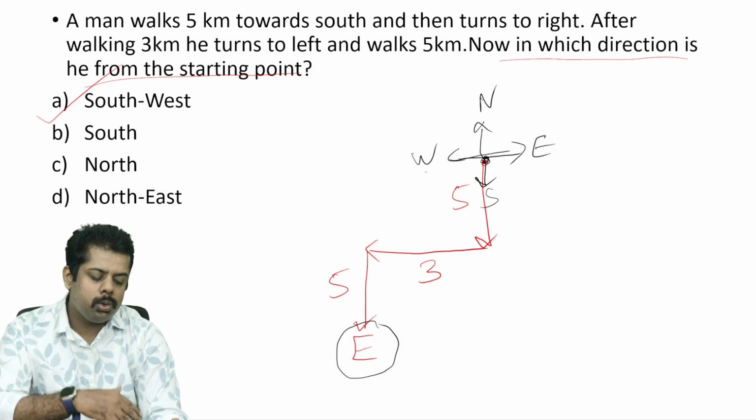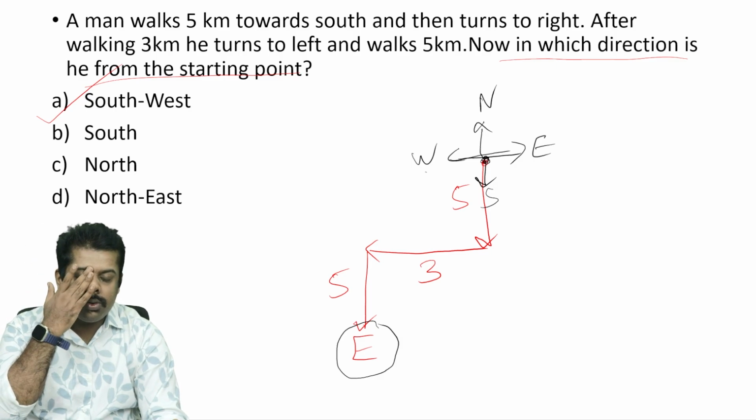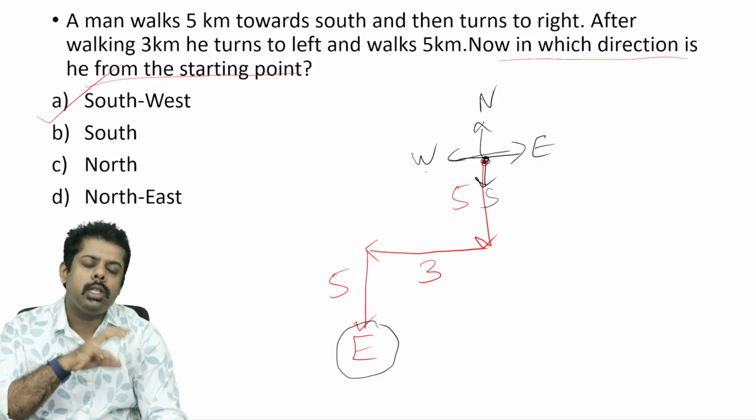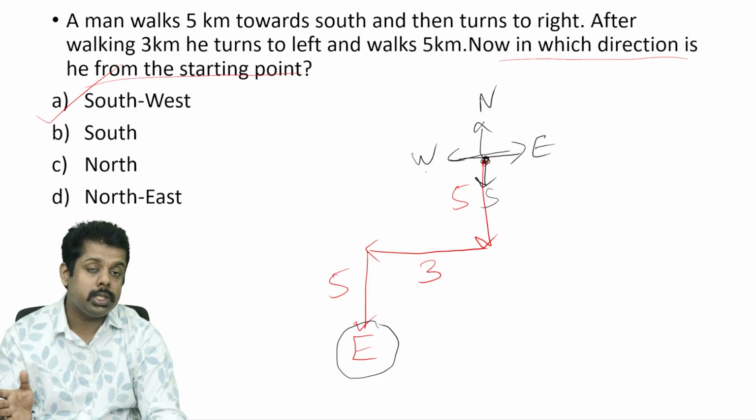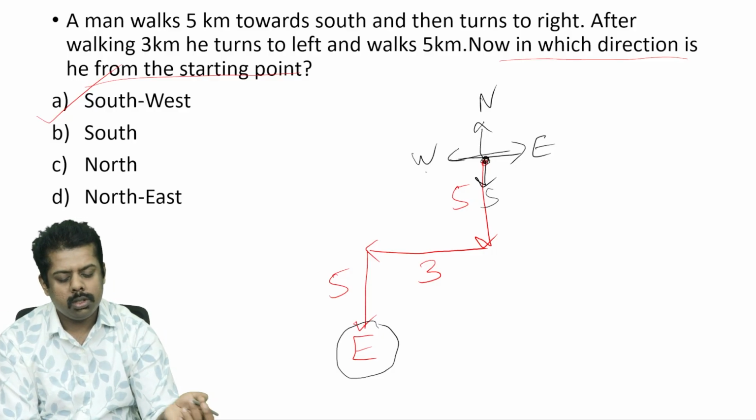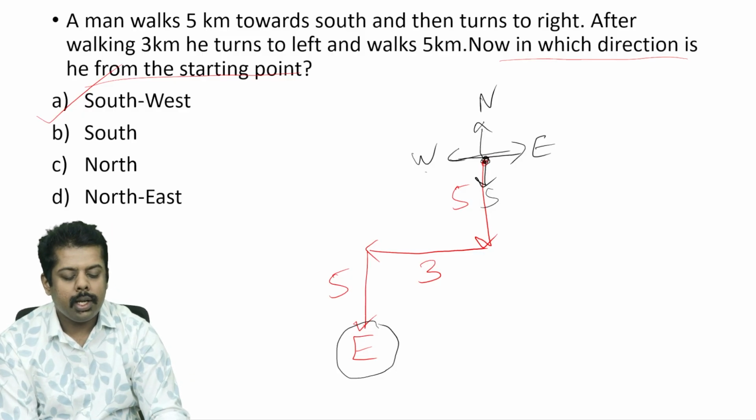Otherwise, it is easy. Just look at the point. The ending point was below, so that is south. If it is towards west, you mark southwest. If it was towards the right, our answer would have been southeast. So likewise you can try and connect it.